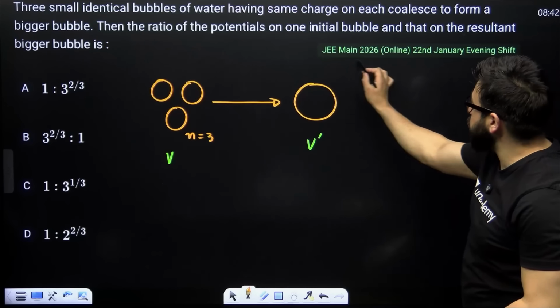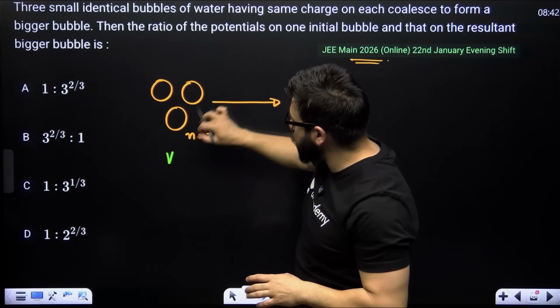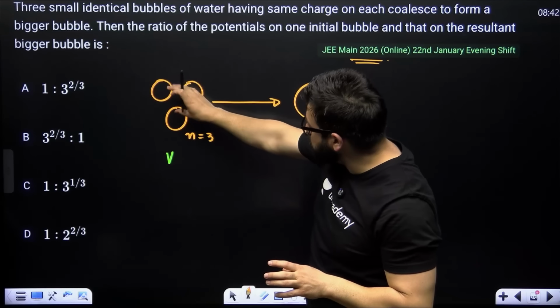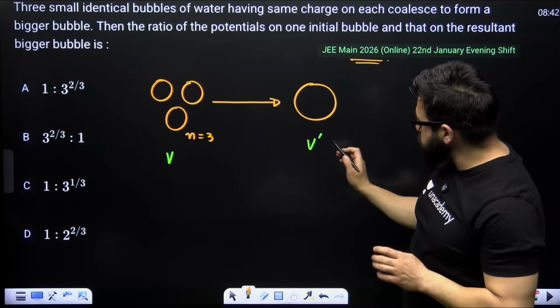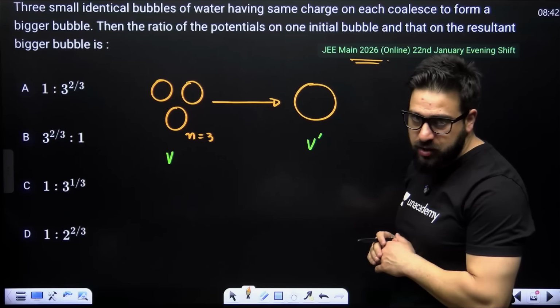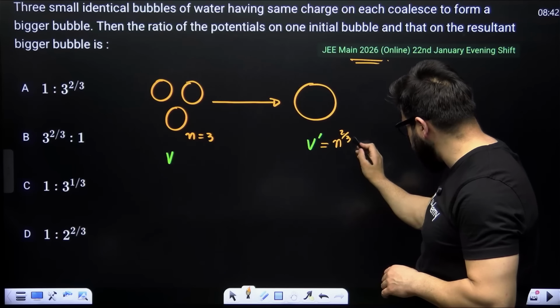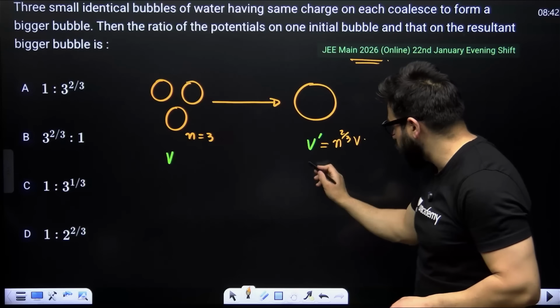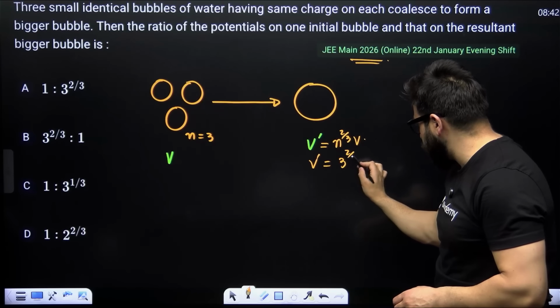Take a look. This is a question from a recent attempt, JEE 2026. In the question it says you have got 3 drops, identical bubbles or drops or capacitors, to form a big drop. Then it says what is the potential of the big drop and its ratio with the initial potential. What is the potential of the big drop? Sir, n raised to the power 2 by 3 into V. V is the potential of the small drop. V dash is equal to n, and n is 3, so 3 raised to the power 2 by 3 into V.